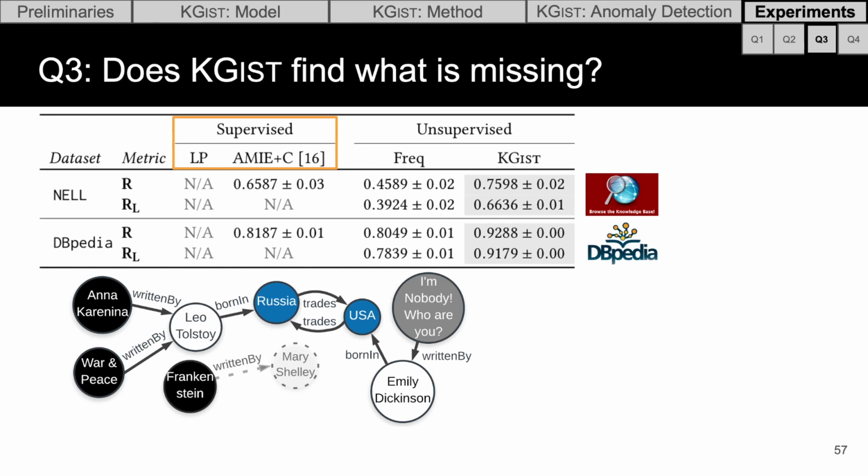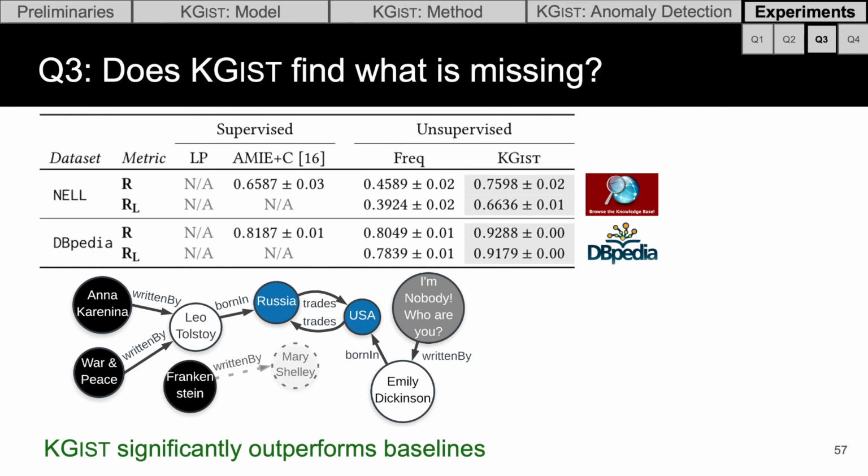Our task is complementary to link prediction because link prediction assumes that both entities are in the knowledge graph, while we assume that one of the entities is missing, which is why we don't evaluate against link prediction methods. We evaluate against AMY plus C, which is an extension of AMY designed for measuring the completeness of knowledge graphs. We also evaluate against frequency, which again just selects the most frequent rules. And across multiple data sets, Kgist statistically significantly outperforms the baselines at identifying where entities are missing.